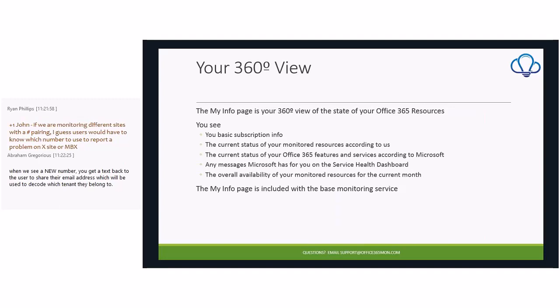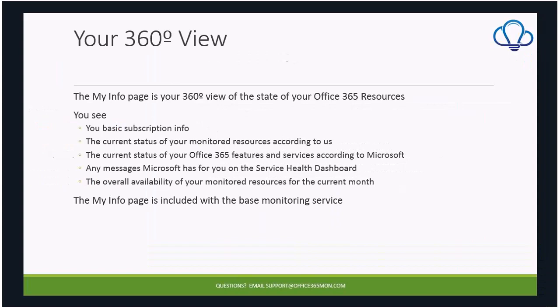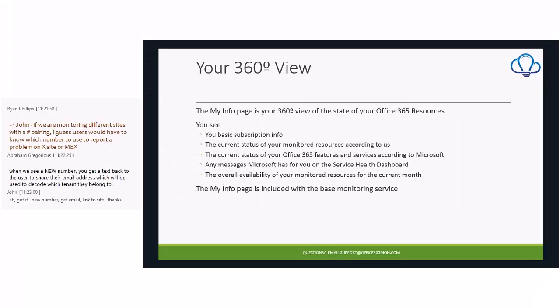So to finish on, for those who need to be done in 8 minutes, the 360 view of things, this is what we call the My Info page, our 360-degree view of the state of your Office 365 resources. You go to that page, you see your basic subscription info, you see the current status of your resources that we're monitoring according to us.